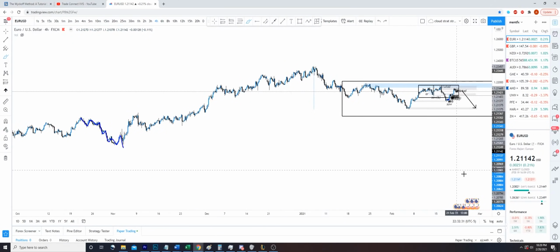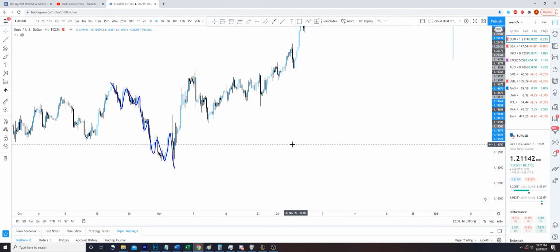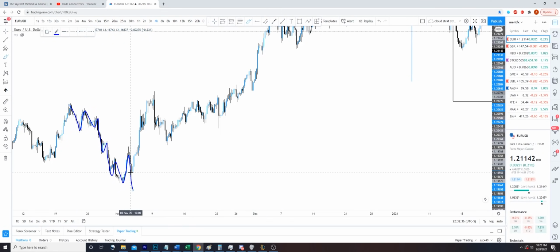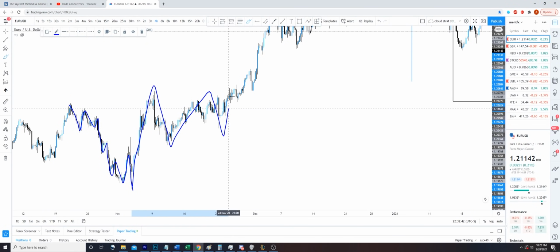So if we follow this structure on the 4 hour, just thinking about normal structural plays, notice how long this bullish structure really remained on the higher time frame, right? You have this move up, this move down. You have these moves up, these moves down. These moves up, these moves down.